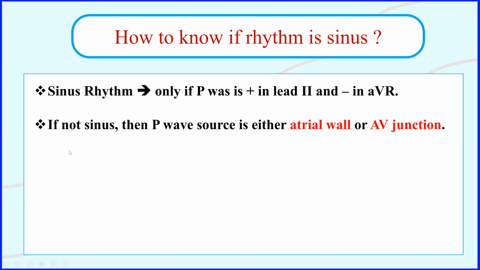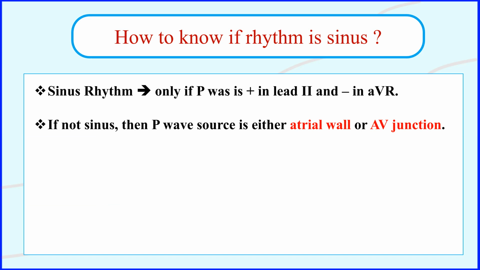If it is not sinus, meaning that it is negative in lead 2, or positive in AVR, that means it's not coming from the sinus node. So from where can we get a P wave? We have actually 2 sources. Either from the atrial wall itself, somewhere in the atrium, maybe the right atrium, maybe the left atrium, or the interatrial septum, or maybe sometimes from the walls of the inferior vena cava, superior vena cava, pulmonary veins, anywhere. Any focus can generate a P wave. So this is the first source.